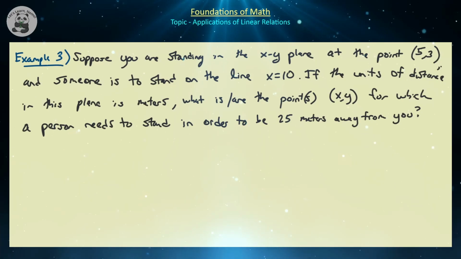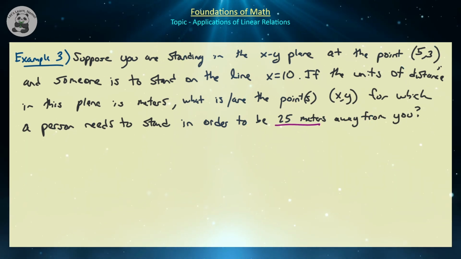Now let us consider the third example. Suppose you are standing in the xy plane at the point 5, 3, and someone else is to stand on the line x is equal to 10. If the units of distance in this plane is in meters, what are the points x, y for which a person needs to stand in order for that other person to be 25 meters away from you?